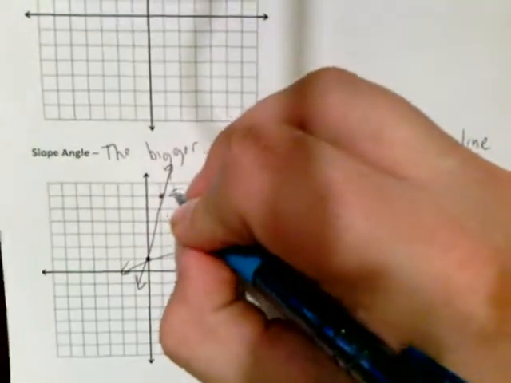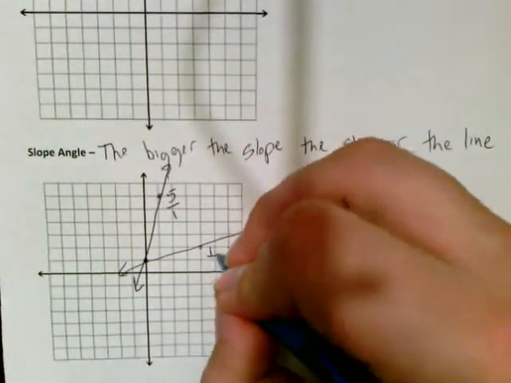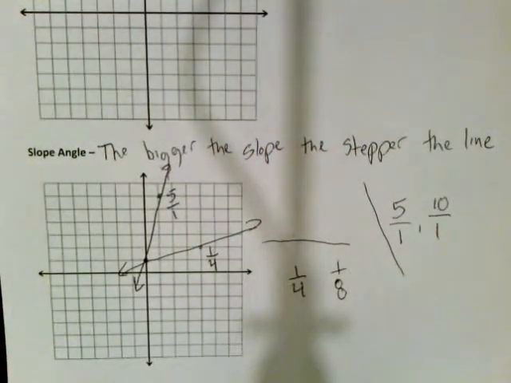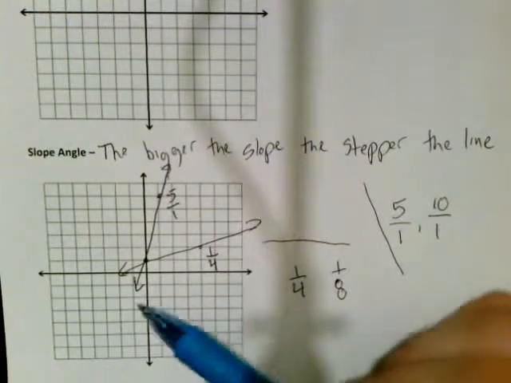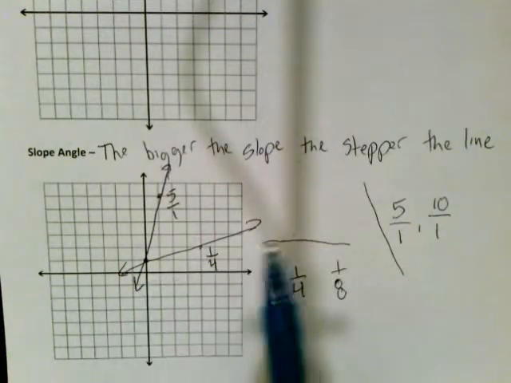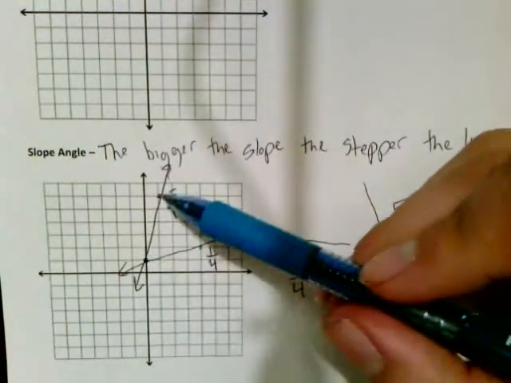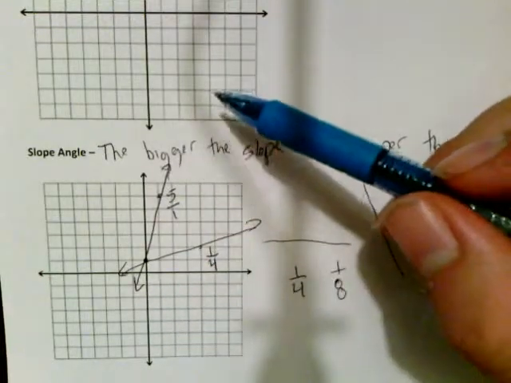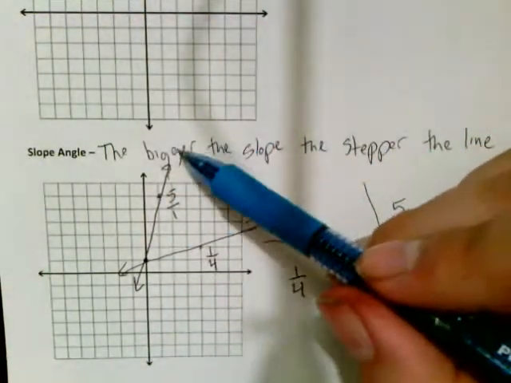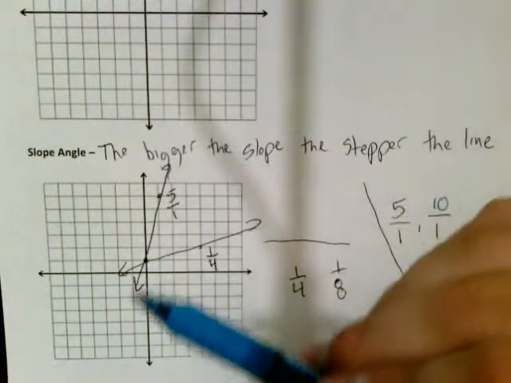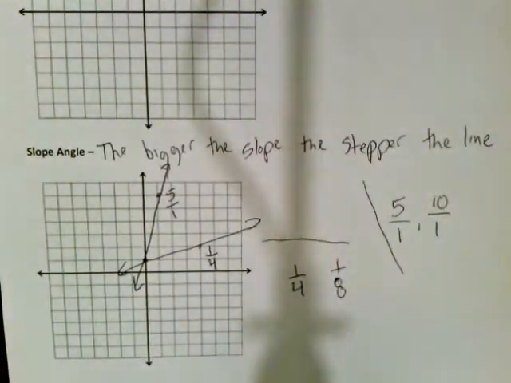So this is 5 over 1, and this is 1 over 4. Notice the drastic change in steepness. This is kind of like a baby slope. This thing, if you tried to ski on, you would pretty much ski to your death because you'd be going way too fast to really stop. Alright, so those are honestly the ideas behind slope angle.